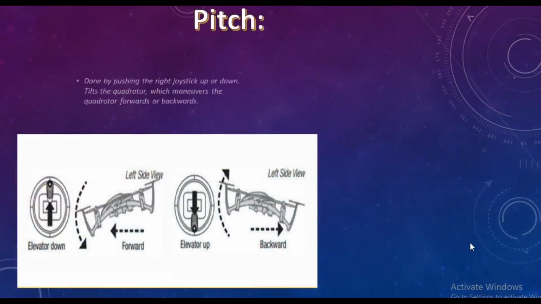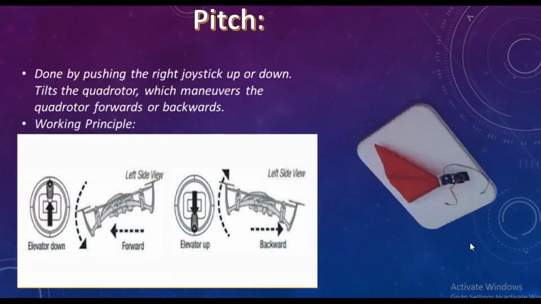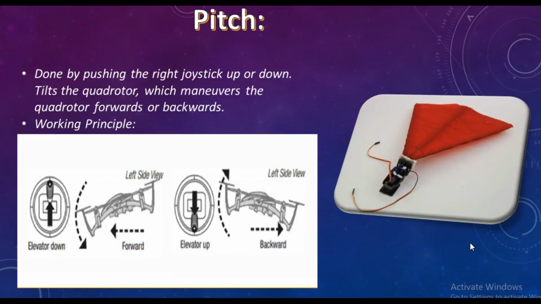This diagram shows the motion of pitch. So what is pitch? Pitch is done by pushing the right joystick up or down, which tilts the quadrotor and maneuvers it forward or backward. This is the working principle of pitch, which is explained in this diagram.